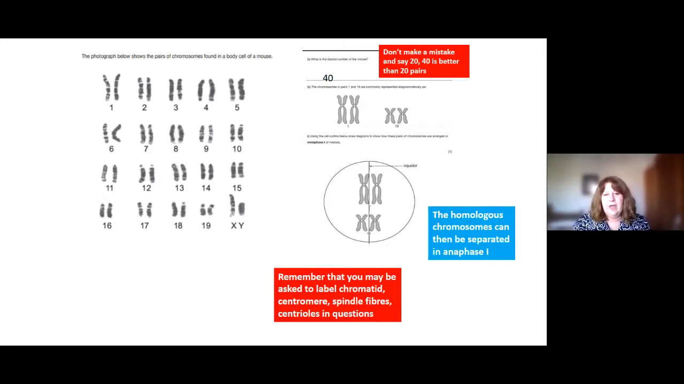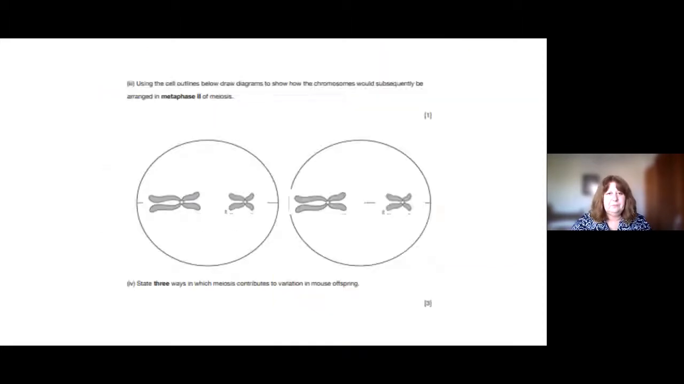Okay, so brilliant if you've got that correct. Now let's move on. The next part of the question says, using the cell outlines below, draw diagrams to show how chromosomes would subsequently be arranged in metaphase 2 of meiosis. I've given you a little bit too much of a clue here, because I've actually already drawn them in for you. But let's go over the main points of what I've done there.